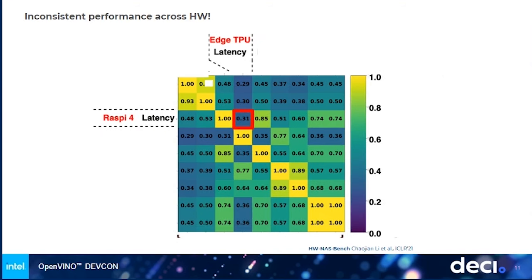So for instance, we have here the correlation between runtime performance on a Raspberry Pi 4 and the Google Edge TPU. The correlation between them is only 0.31. Okay, this basically means that if you run your measurements on a Raspberry Pi, don't expect to get the same behavior on an Edge TPU.